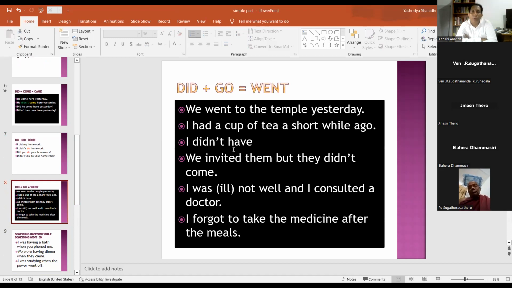And here you can see a few more examples related to the simple past tense. We went to the temple yesterday. If you didn't, you can say we didn't go. Did you go to the temple yesterday? I had a cup of tea a short while ago. I didn't have a cup of tea a short while ago. We invited them, but they didn't come.